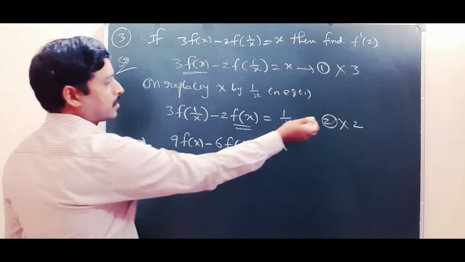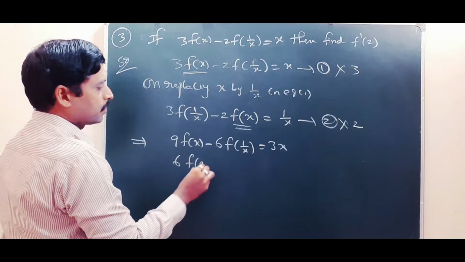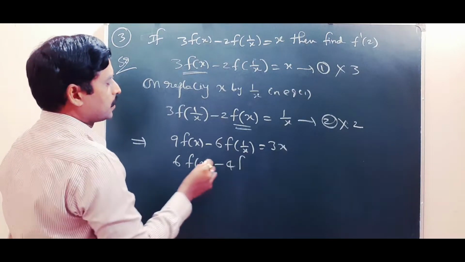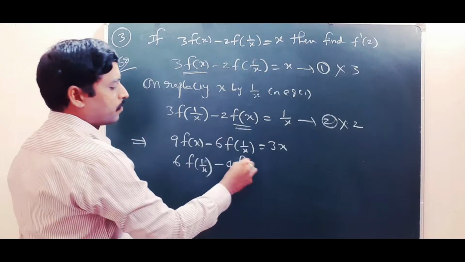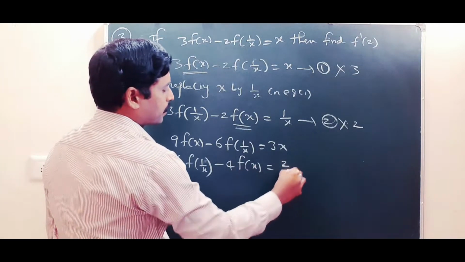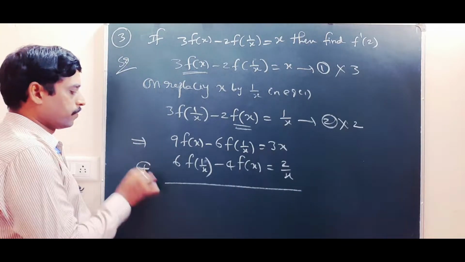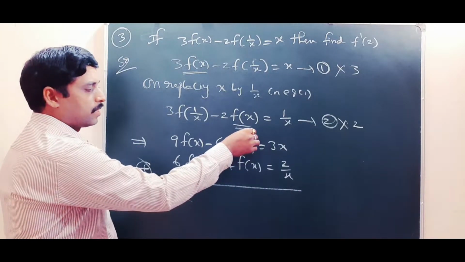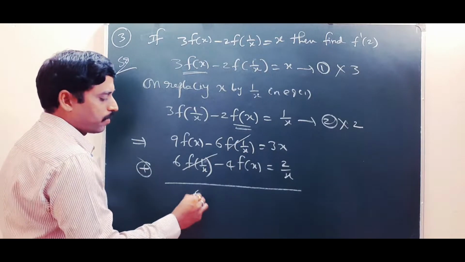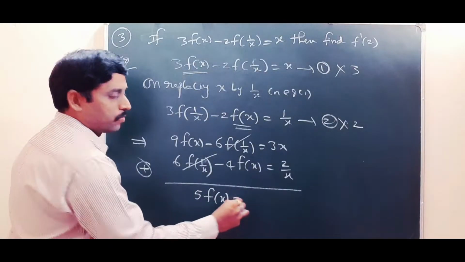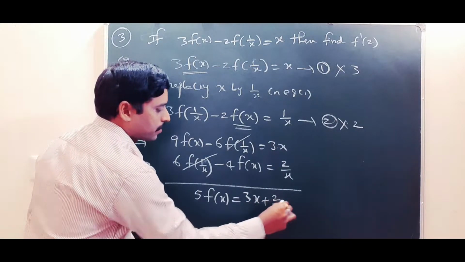Okay, so what is the second equation? Second equation multiplied by 2. This is minus 4f of x plus 6f of 1 by x equal to 2 by x. Okay, so let us do adding. So 6f of 1 by x and 6f of 1 by x get cancelled. 9 minus 4, 5f of x, it is going to be 3x plus 2 by x.